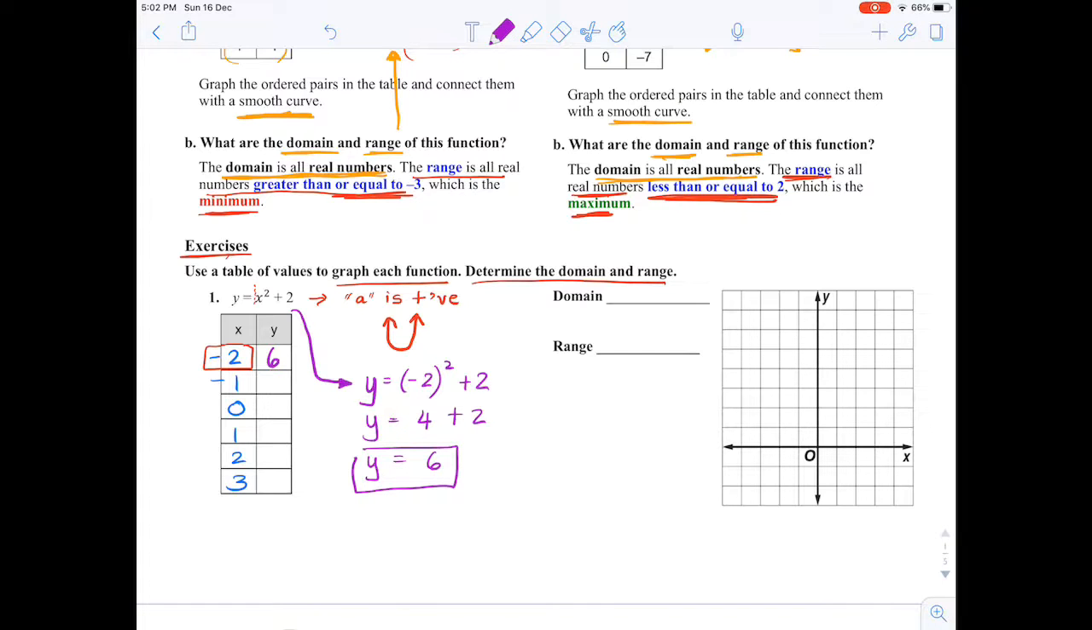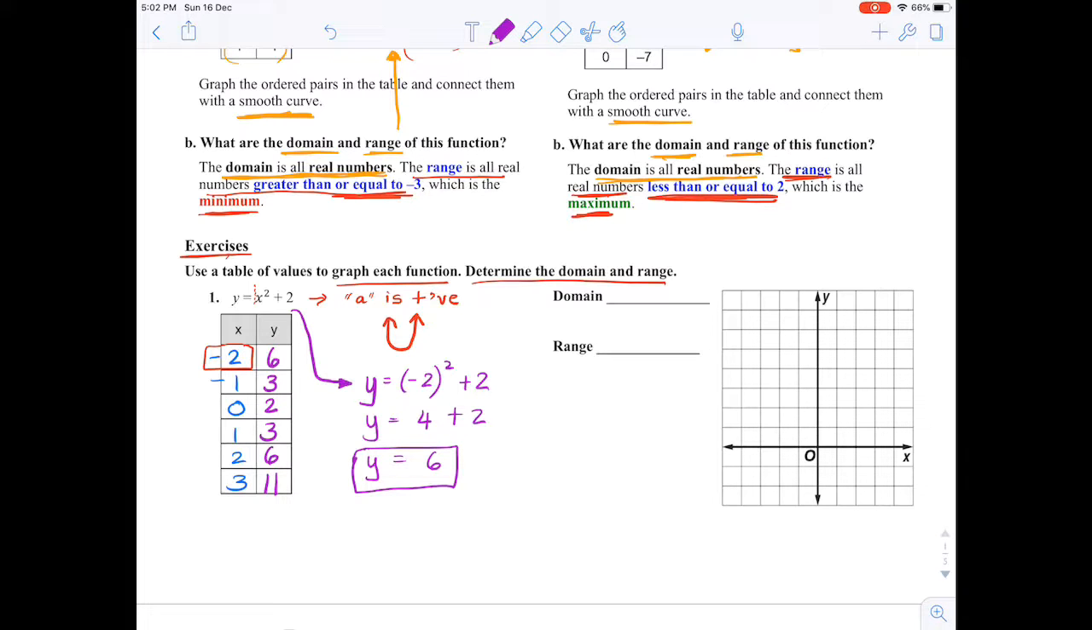Now you please show your working for these, because these questions can be worth quite a lot of marks on a quiz or a test. Just to save time today, I'm just going to fill in the answers. If I put a -1 in there, I end up with 1 plus 2, which is 3. If I put a 0 back into the equation, it's very simple. I'm left with just 2. If I put a 1 in there, I'll have a 3. 2 will produce 6, and 3 would be 3 squared, which is 9, plus 2, which is 11.